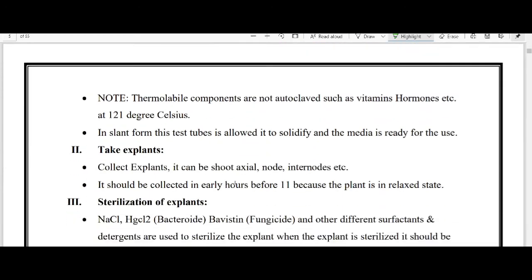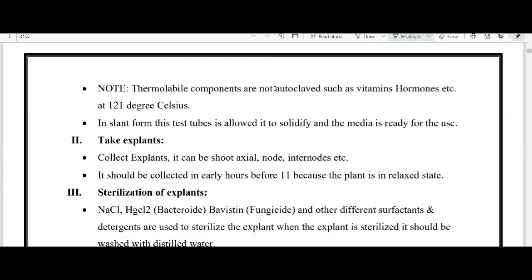Note, the thermolabile components are not autoclaved. So we will see what thermolabile components are and what autoclaving is in our further videos. But thermolabile means they are heat sensitive compounds, and an autoclave is basically an instrument in which the sterilization process is carried out.